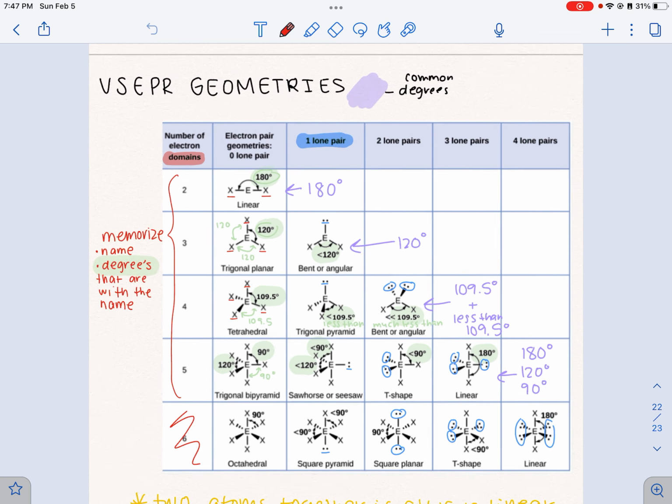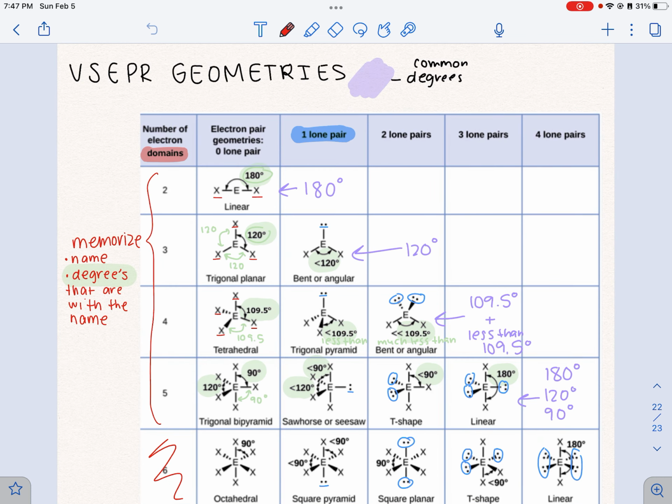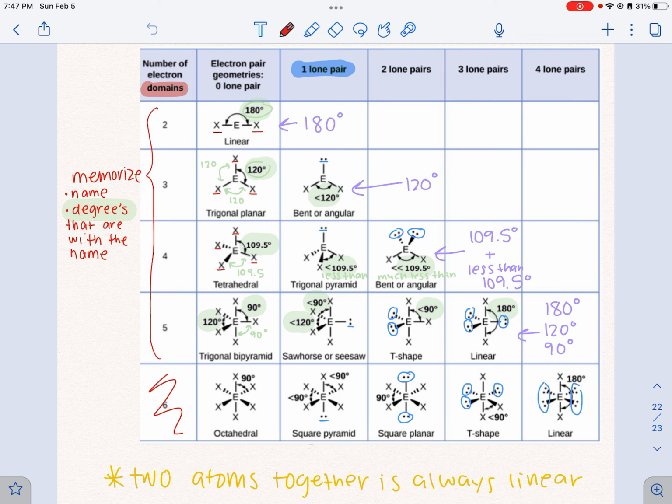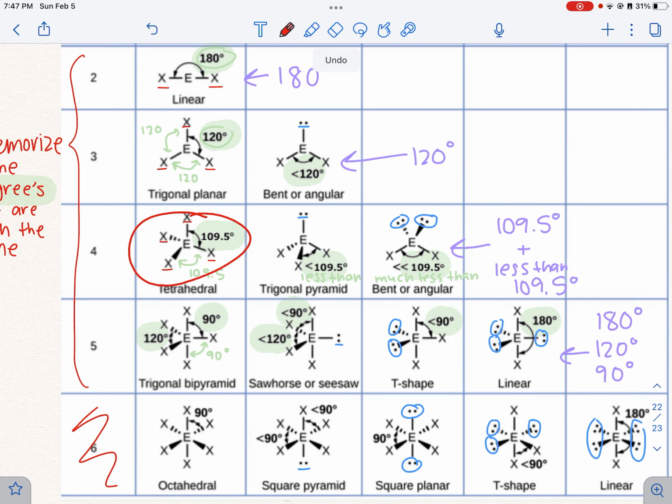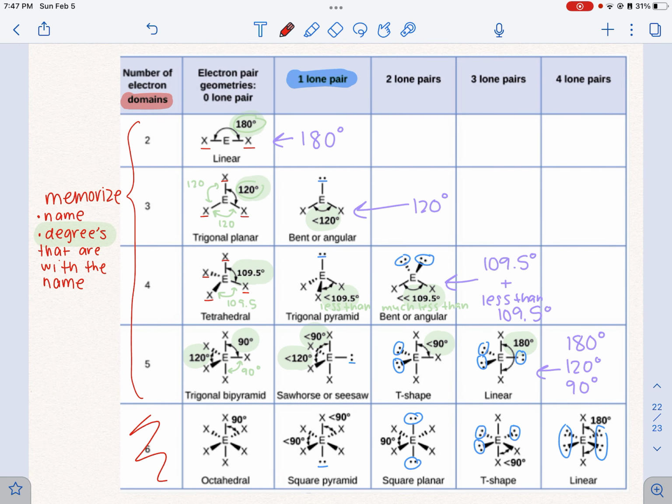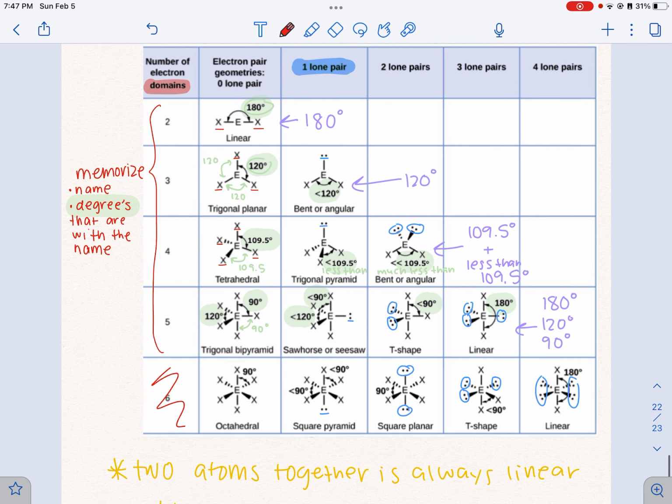So the common degrees, for linear, it's usually 180 degrees, right? And also for the number of domains 2, it's usually 180 degrees. Number of domains is 3, it's usually 120. Number 4, it's usually 109.5. It's always going to be 109.5 if you're going off this list, right? Everything here is 109.5, but this one is less than, and this one's also less than, but you gotta think 109.5. And then for number 5, 6, we don't care.